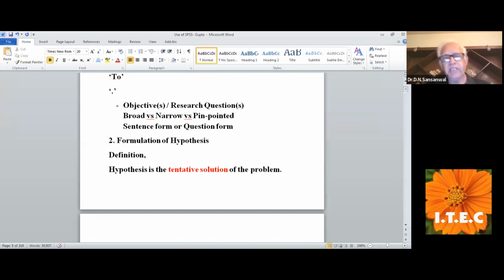If no question, then I proceed further. Since I have said that hypothesis is an intelligent guess, there must be some basis of formulating the hypothesis. So I will be telling you the basis. Then another is the types of hypothesis. Can you tell me how many types of hypotheses you know?